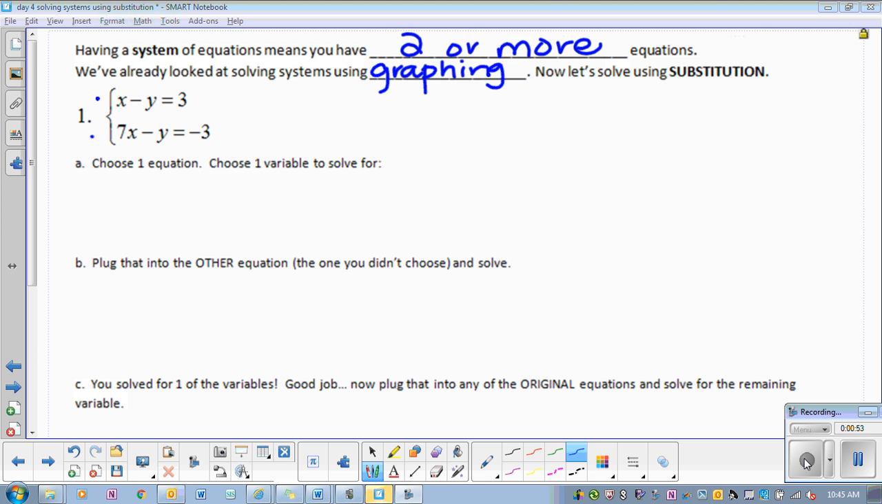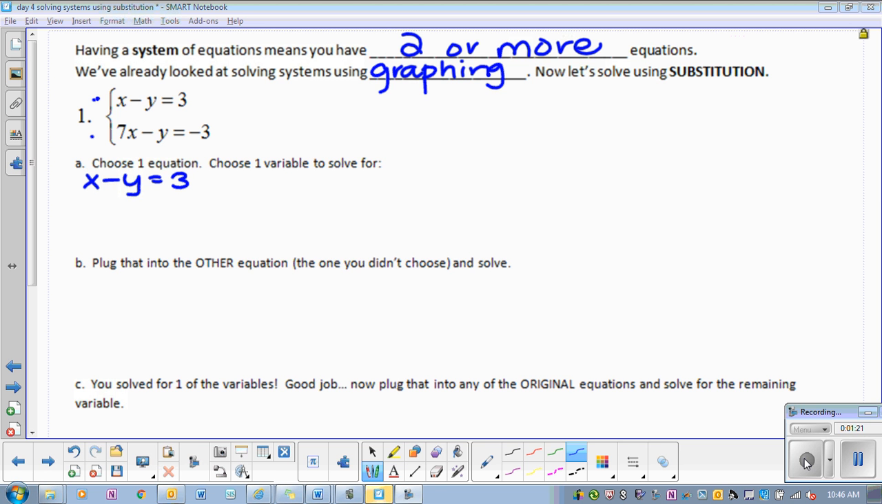Step A says choose one of the equations and choose one variable that you want to solve for. You either want to make it x equals or y equals. So you want to pick the one that has just x or just y, because those are easier to solve. With this one, I'm going to choose the first equation, x minus y equals 3.